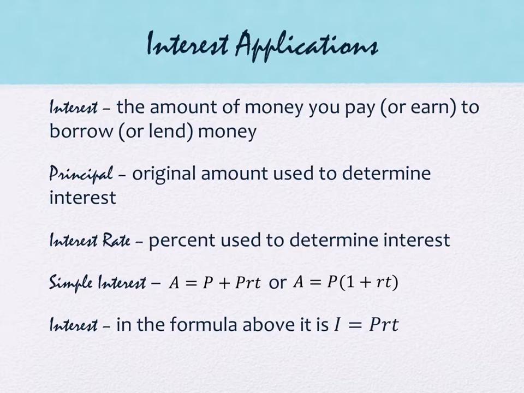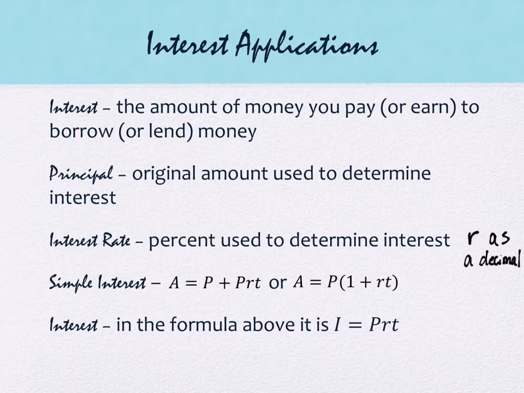Interest rate is the percent used to determine interest. It's actually the R in the problem below, as a decimal. So we want to take the percentage and turn it into a decimal before we actually use it as R.